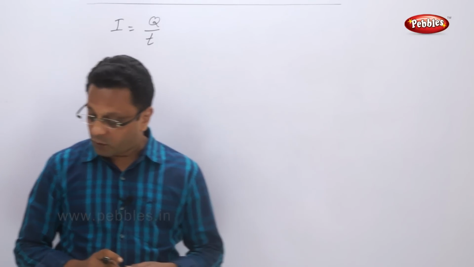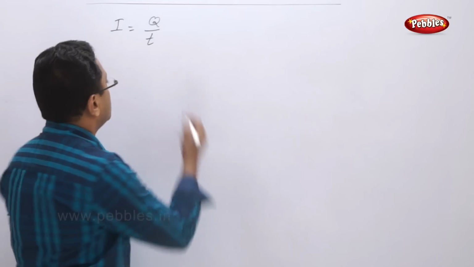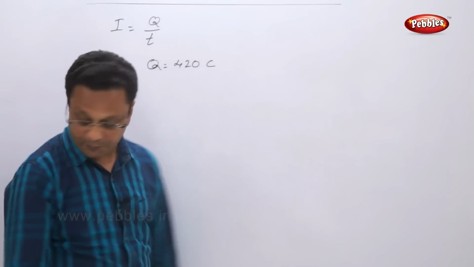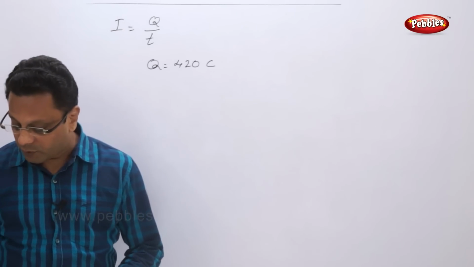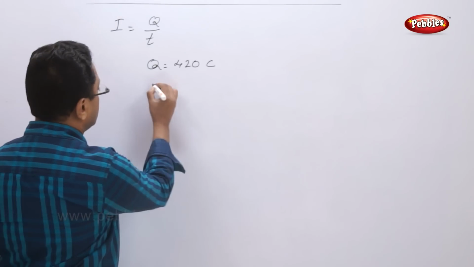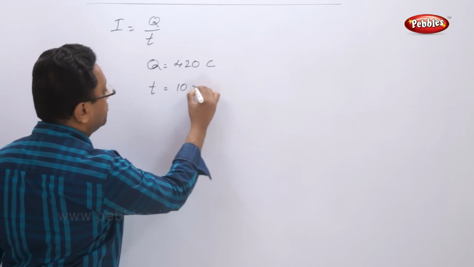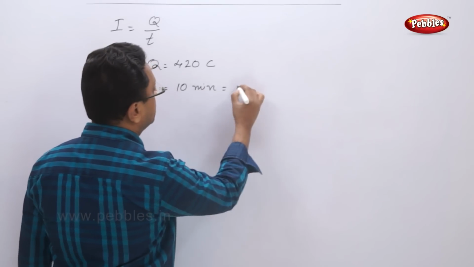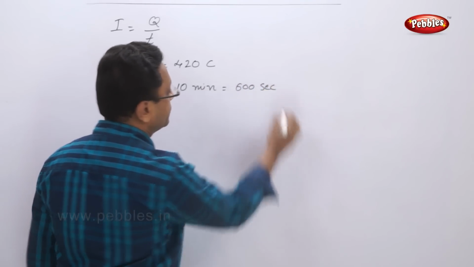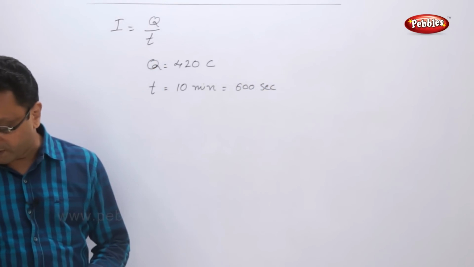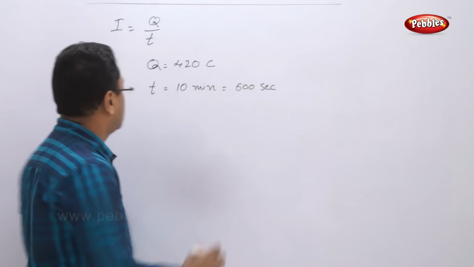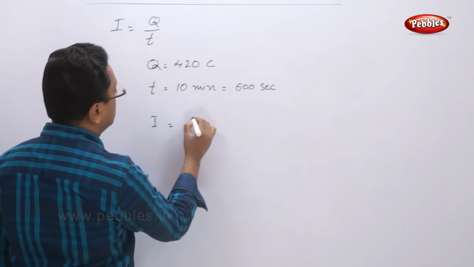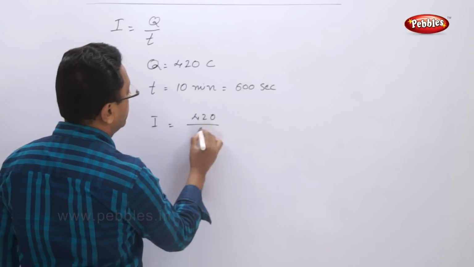A charge of 420 coulombs is flowing through a circuit for 10 minutes. So here the charge is given 420 coulombs and the time is given as 10 minutes. So we have to convert into seconds, that is 10 into 60, that is 600 seconds. We have to find the current in the circuit. So we know that I is equal to Q upon T, that is 420 upon 600.